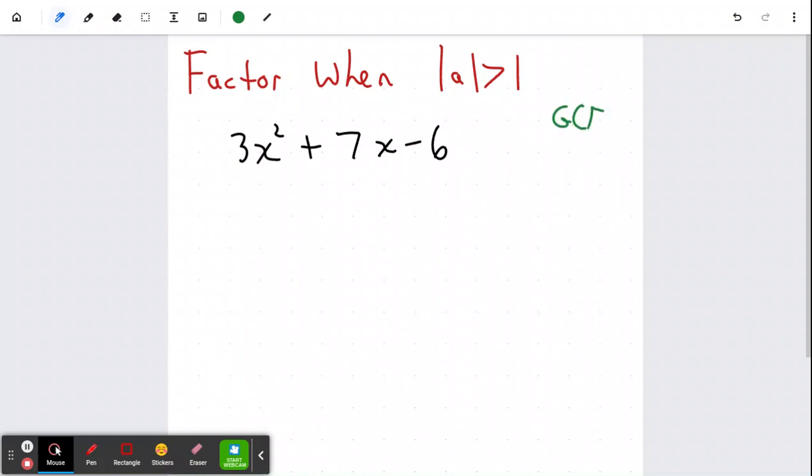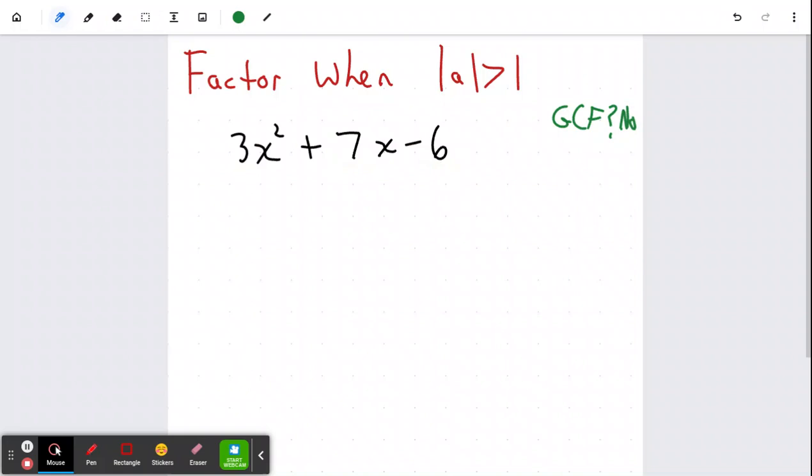So is there a GCF in here? Meaning, can we divide 3, 7, and 6 all by the same numbers? And the answer to that is no. And can we take an x out of all three terms? And the answer is no. So we do not have a GCF.